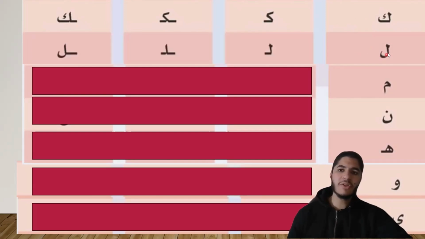Let's see the next letter that we have, lam letter. Here is the lam letter. Looks like a hook, right? When it comes in the beginning, we link it to the letter after by this tail.